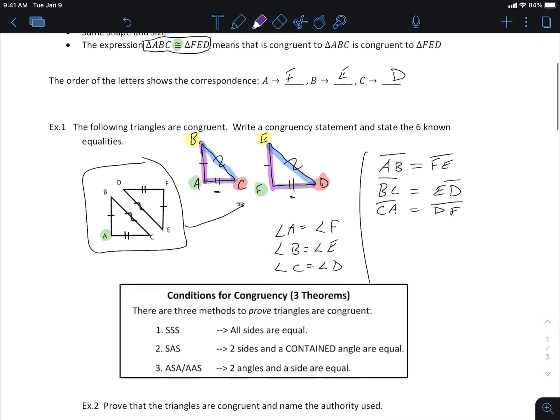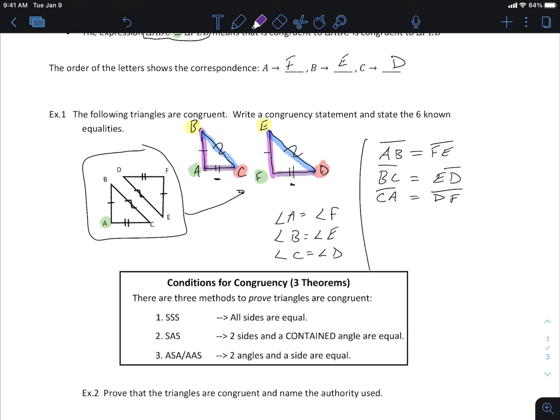Okay, and here's some more down here. He just puts them into rules. All sides are equal. If you weren't provided all three side lengths, for whatever reason, they're giving you different scenarios down here where you're provided different kinds of information. Okay. So congruency means the exact same. That's the gist there.